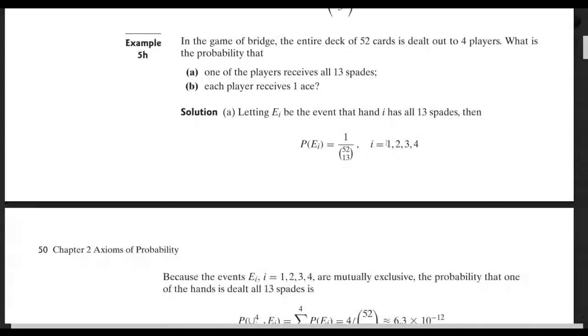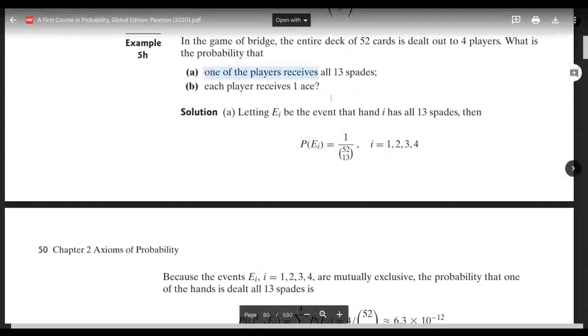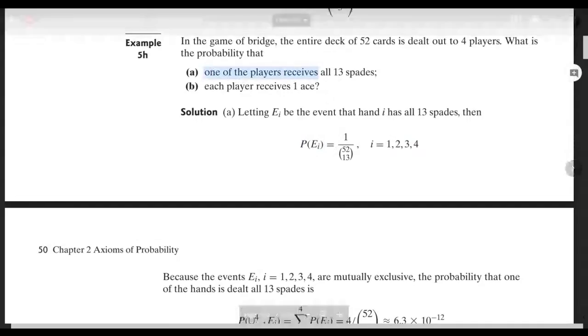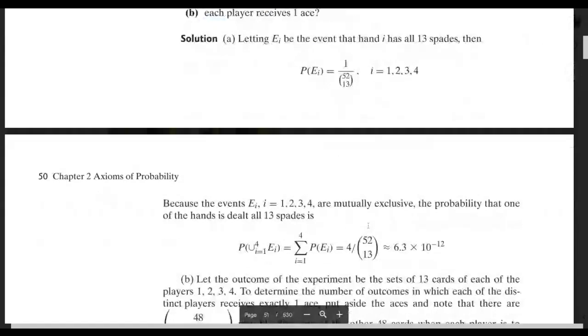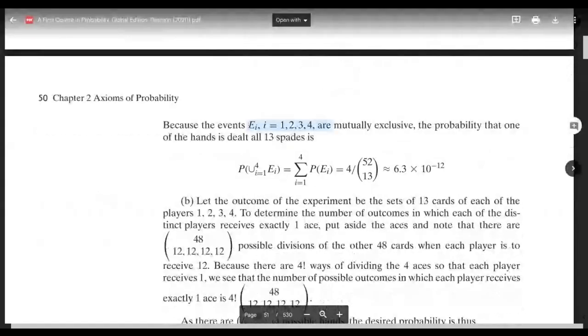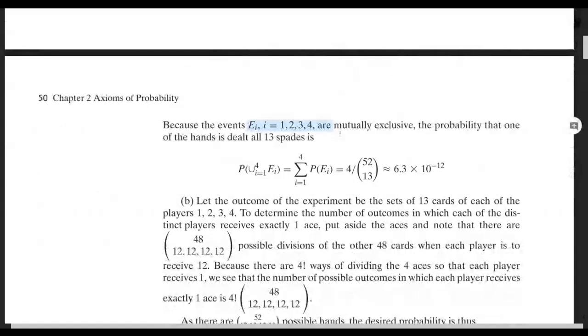But i represents 1, 2, 3, 4. It could be 1, 2, 3, or 4, because it is one of the players, and we have 4 players. It could be player 1, player 2, player 3, player 4. Because the events E1, E2, E3, E4 are mutually exclusive. Because if one player gets the spades, the second one cannot, so they're mutually exclusive.